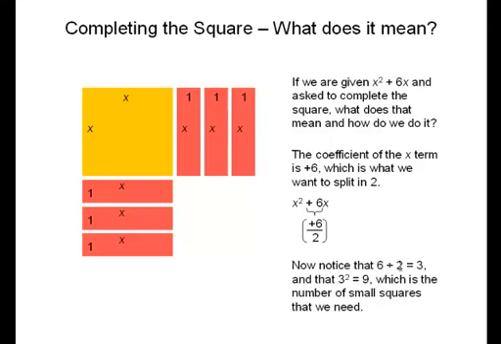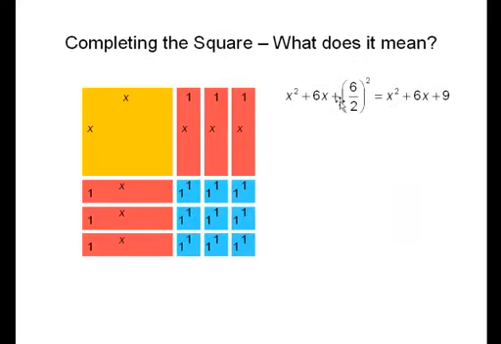It's also not an accident that 6 divided by 2 equals 3, and that 3 squared equals 9, and 9 is the number of little squares that I need. So if I add 9 to x squared plus 6x, I'm going to complete the square. I can write my 9 as 6 divided by 2 quantity squared, because that's going to help me later on when I use this to solve equations.